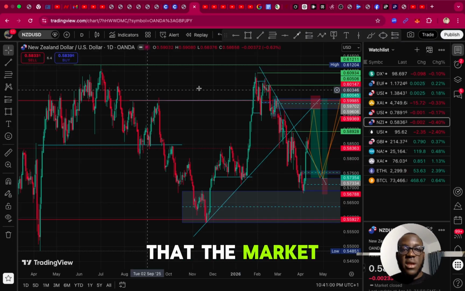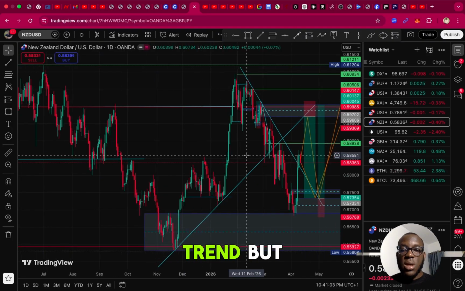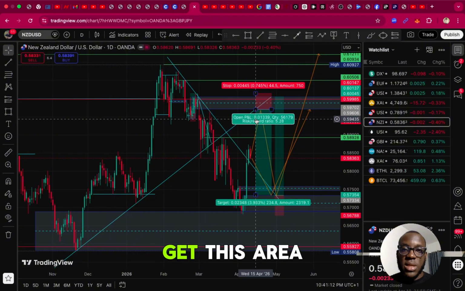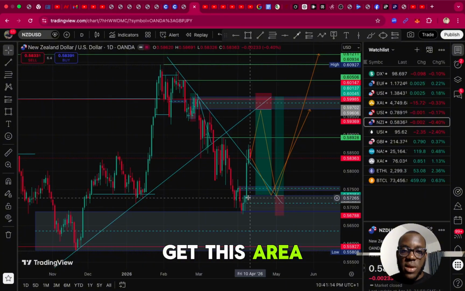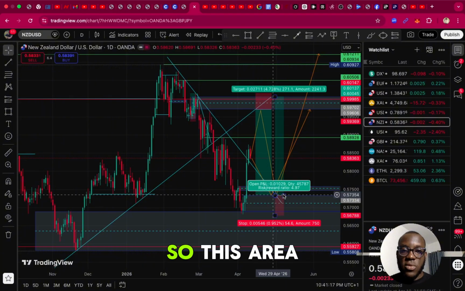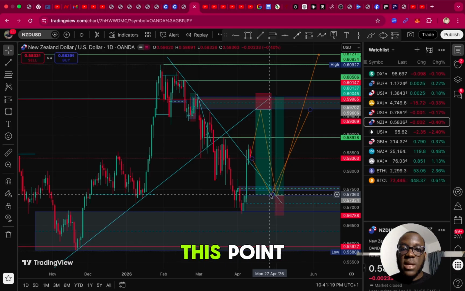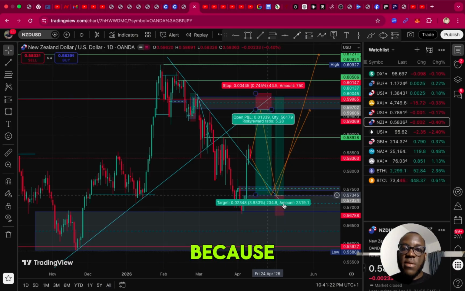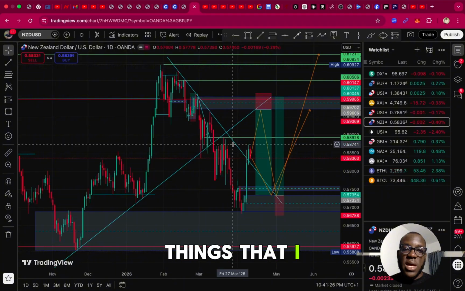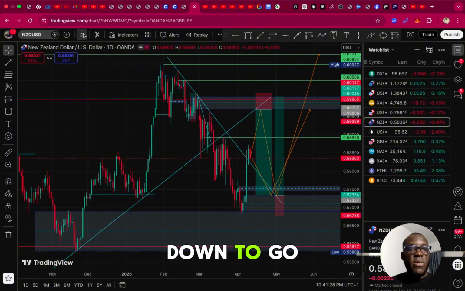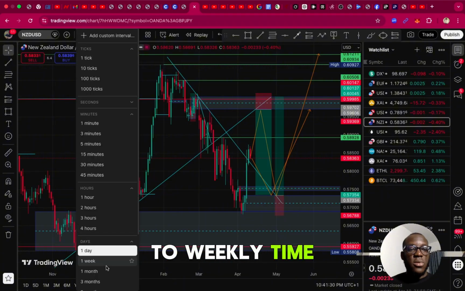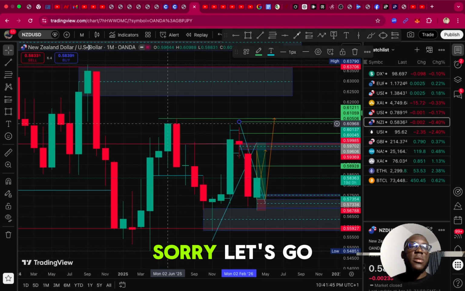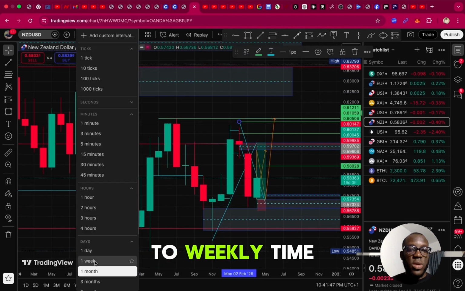So I feel that the market will still continue the uptrend, but before that happens, it will mitigate this area again. So this area again, and at this point I will surely call for a buy around here, because there are two things that I noted when I went down to the weekly time frame. On the monthly time frame, sorry, let's go to the weekly time frame.